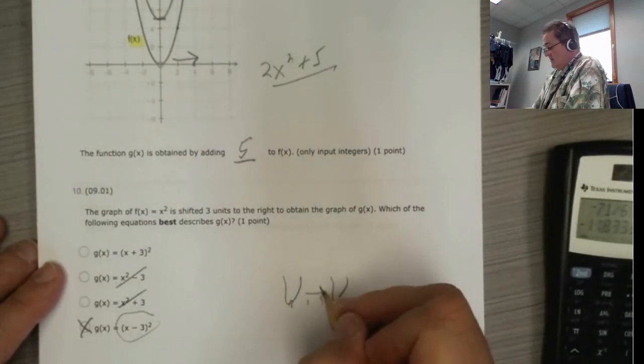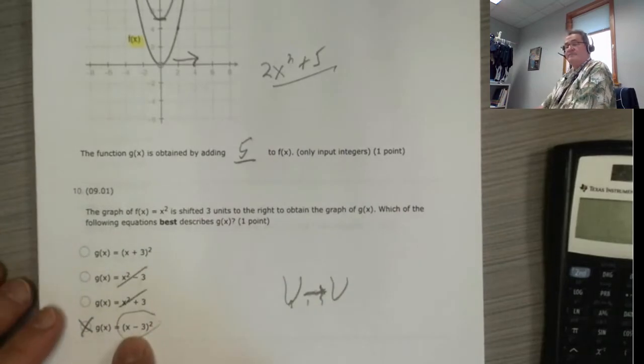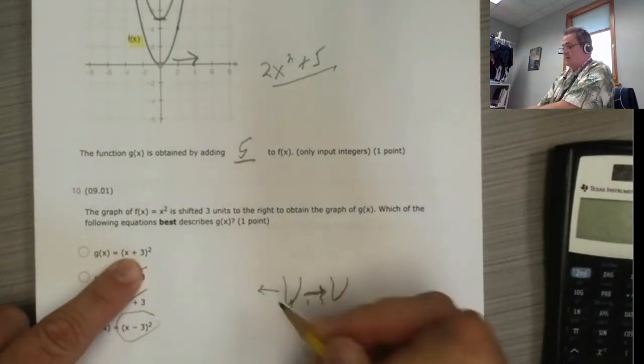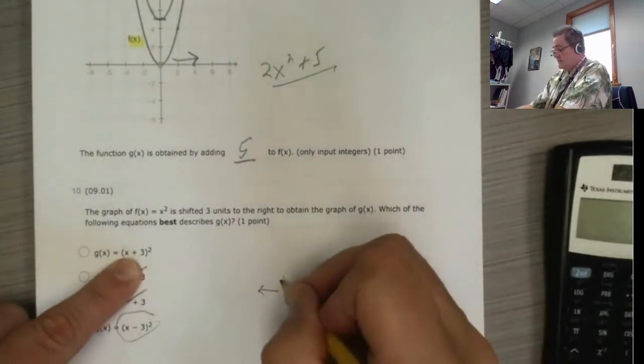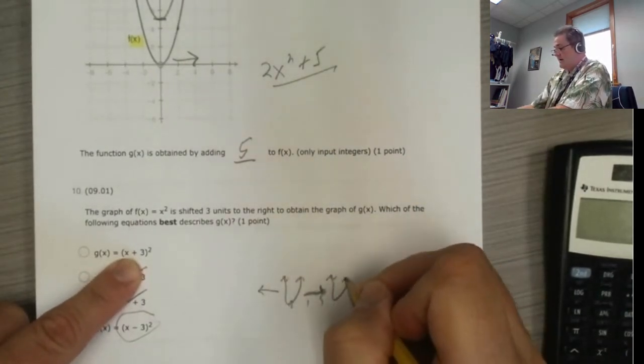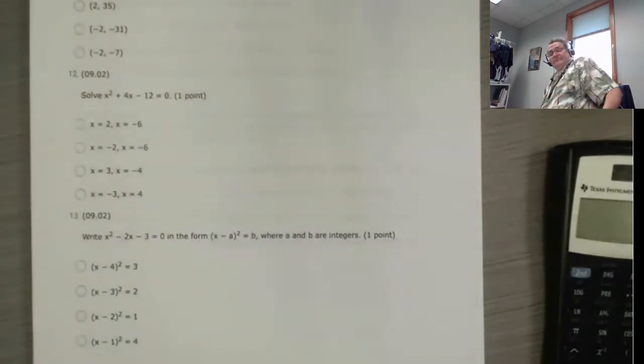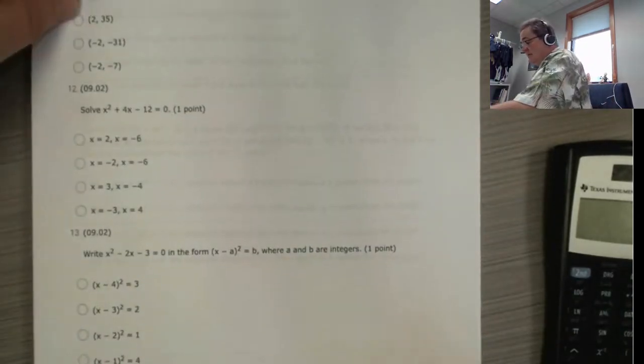So you got to go right, you got to subtract. This would actually shift it 3 to the left. That would go that way. All right, so that would go left. That would take our graph, move it left. That one right there. All right, let's move on.